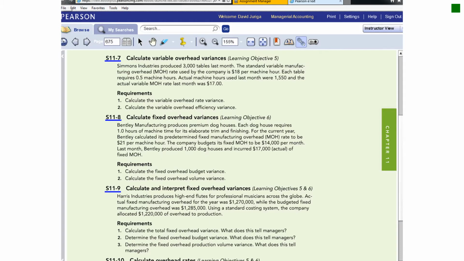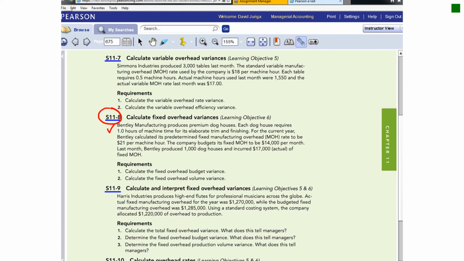All right, the next exercise we're going to look at is for the fixed overhead variances. This is short exercise 11-8. And in this problem, Bentley Manufacturing produces premium doghouses. It says that each doghouse requires 1 hour of machine time for its elaborate trim and finishing.